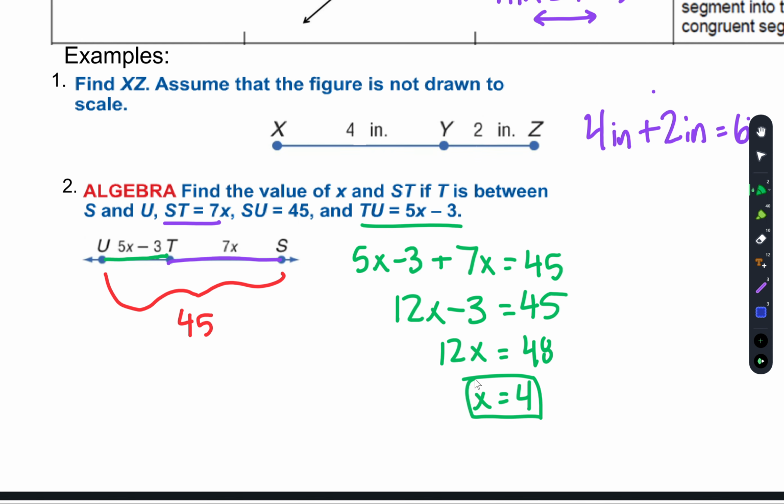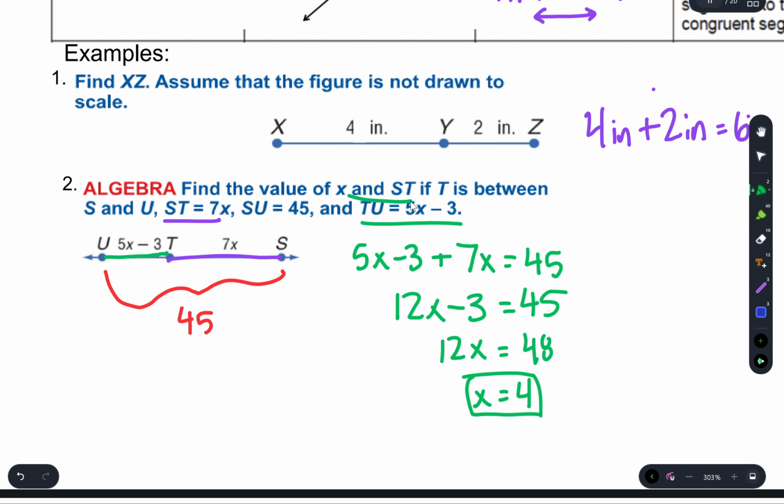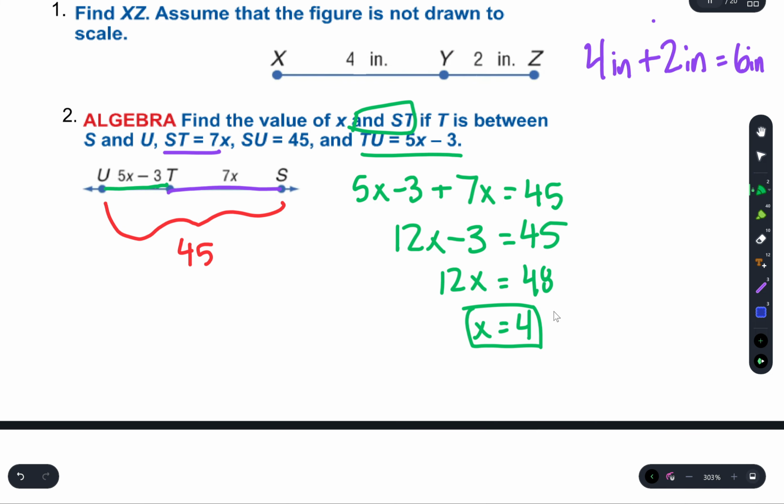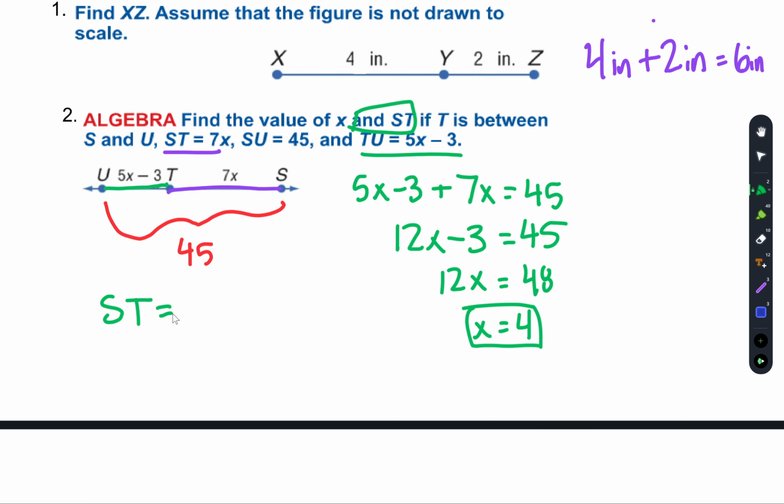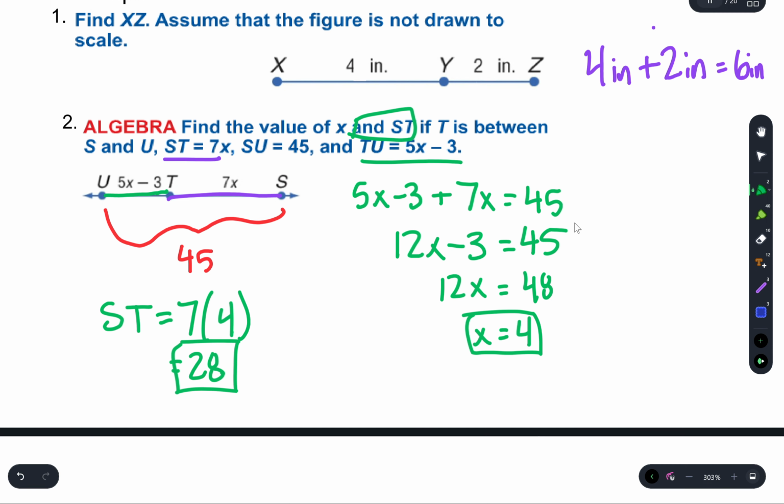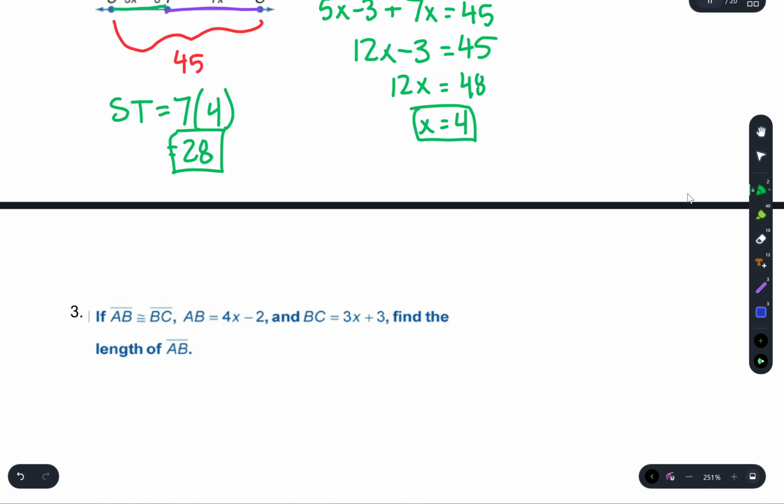When we're solving these problems, just make sure that you're actually answering all the questions that it's asking. It does ask us to go back and find the length of ST. So I'm just going to plug this in. Notice I'm using an equal sign, so my segment does not have a line on the top of it. ST equals 7 times 4, aka 28. Any questions there? Okay, flip it over to the next page.